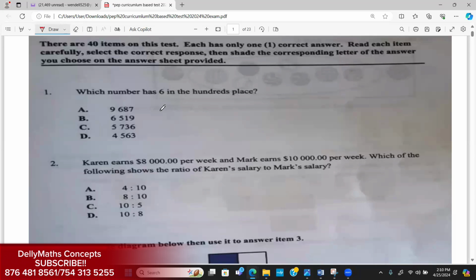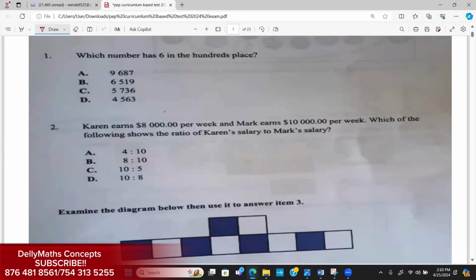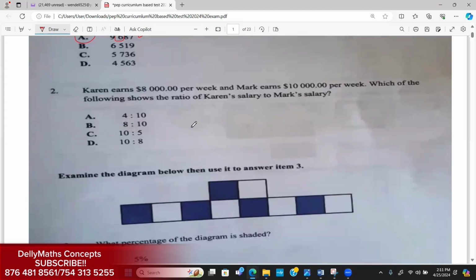Question one says, which number has a 6 in the hundreds place? So basically, this is the 6 that is in the hundreds place. 9,687. This one is really easy. So that is the number that has 6 in the hundreds place. Let's take a look at number 2.